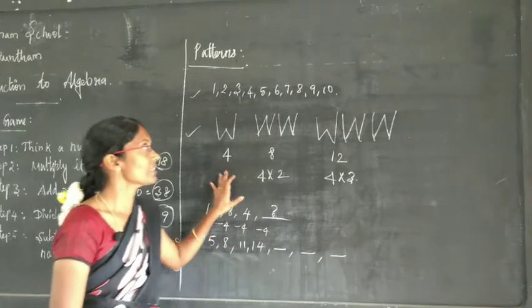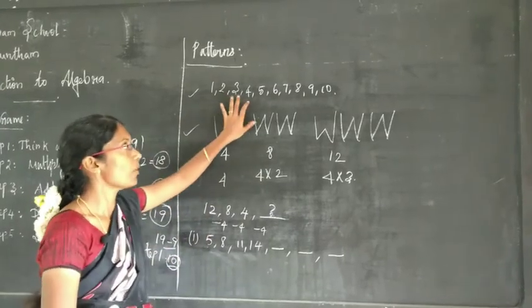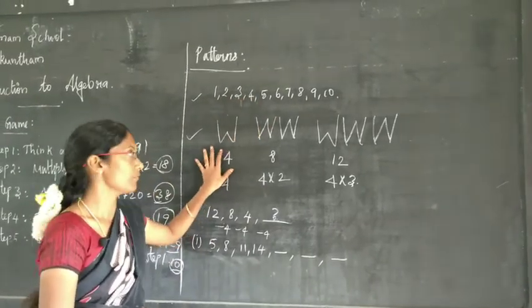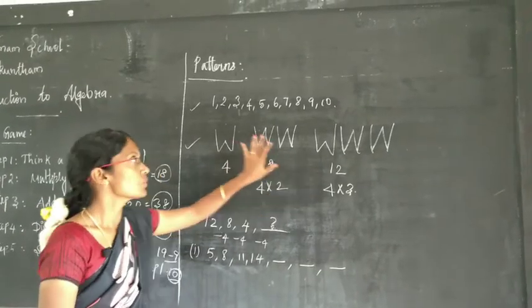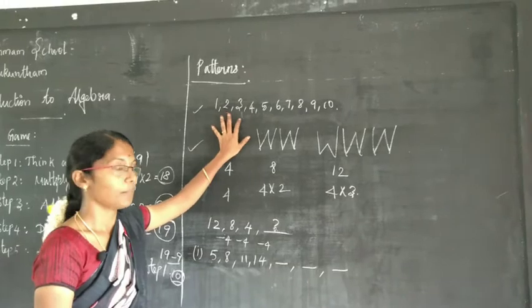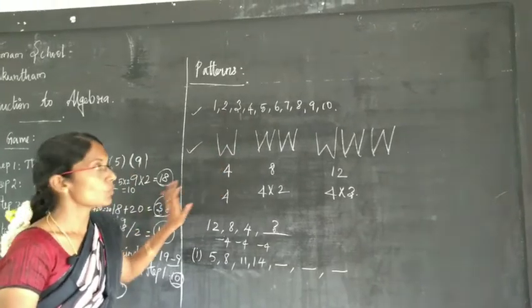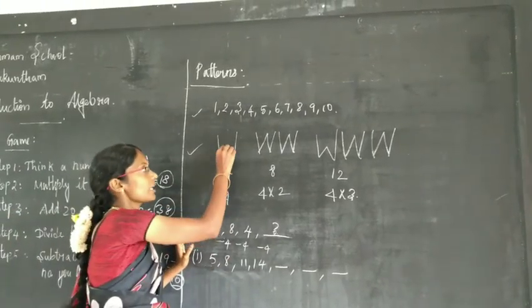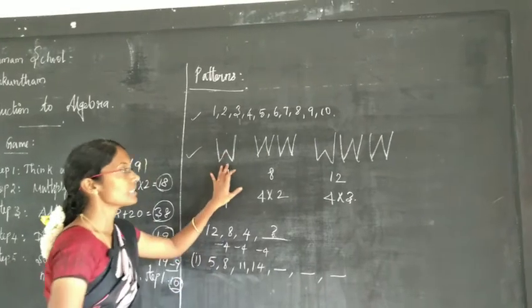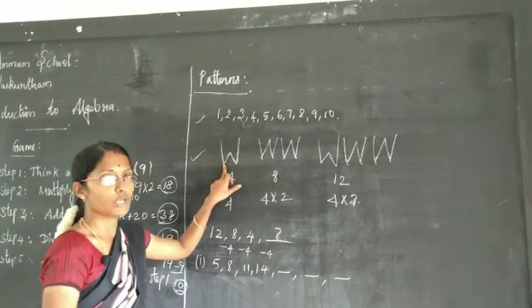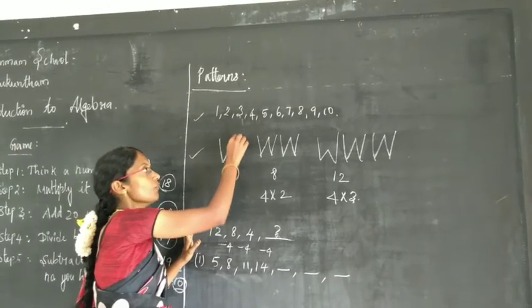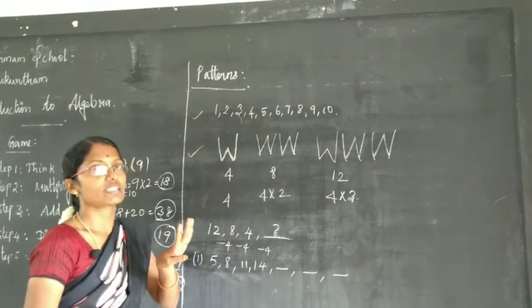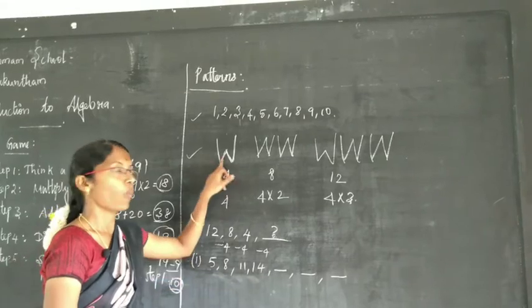Patterns can be explained with the help of numbers or in the form of structures or shapes. First numbers, next shapes. Consider this as an ice cream stick. How many ice cream sticks are needed to make one W? You need 1, 2, 3, 4. You need 4 ice cream sticks to make 1 W.